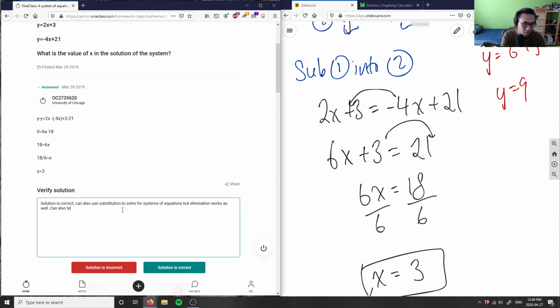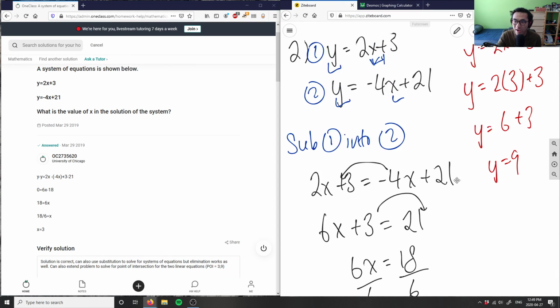We can also extend the problem to solve for the point of intersection for the two linear equations, and this would be 3 and 9. That's the point of intersection here. So POI would equal 3 comma 9. So this solution here is correct, and this will end my video for today.